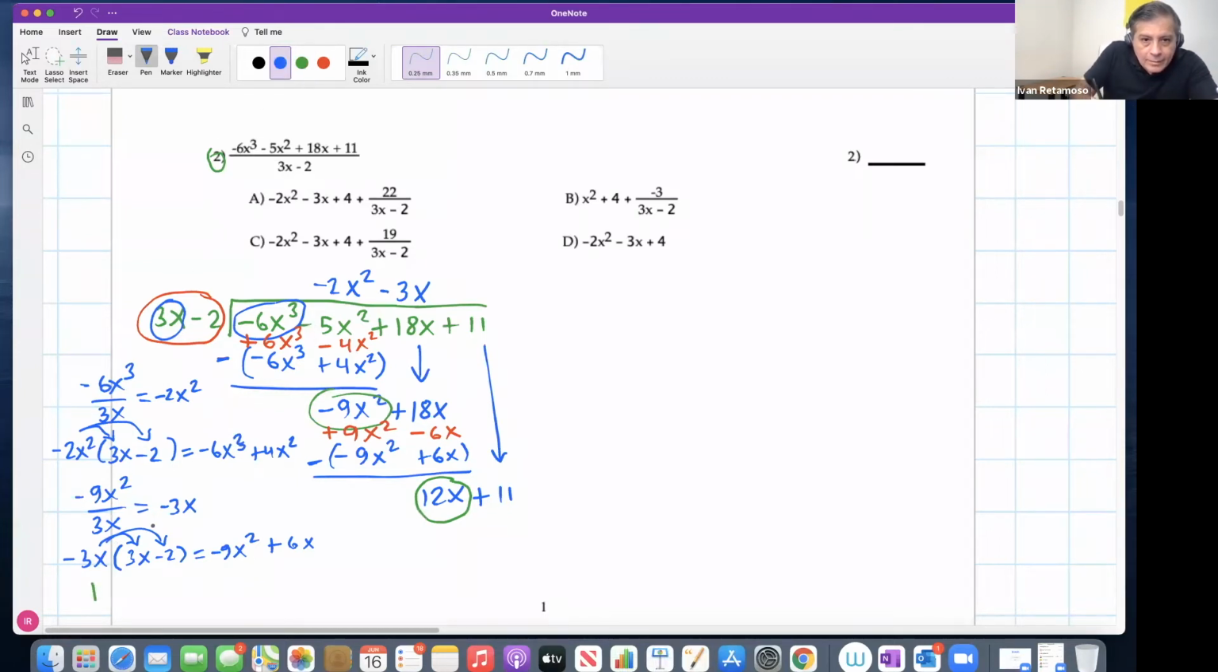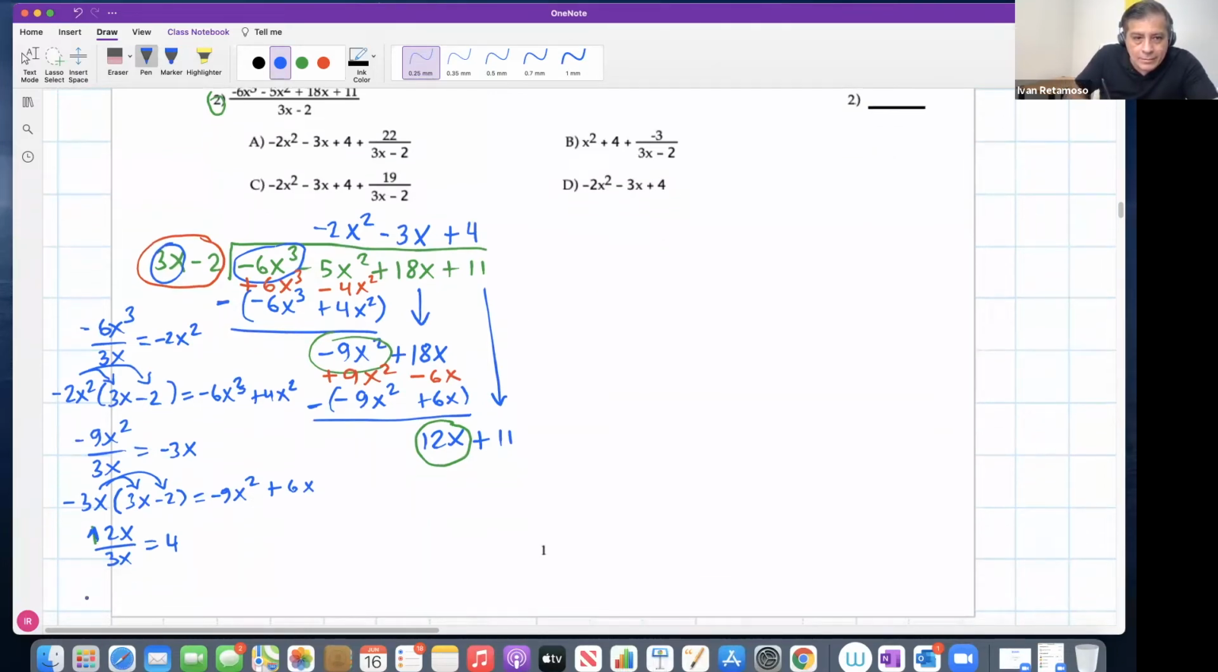12x divided by 3x, right? And eventually, guys, you will do this in your head probably, but I'm doing this step by step. 3 into 12 is 4, x into x is 1, right? So 4. That 4 has a place. Write it on top of your constant term, right? 4. Now 4 times the divisor.